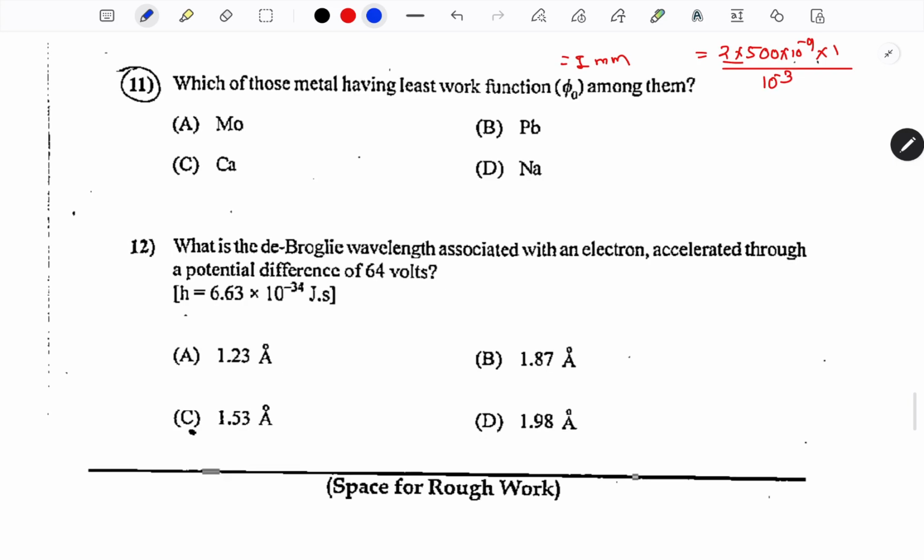Okay, see what the next question is. Which of these metals has the least work function among them? See, this question is knowledge-based and a clear table is given in the textbook, and from that our answer will be NSO.